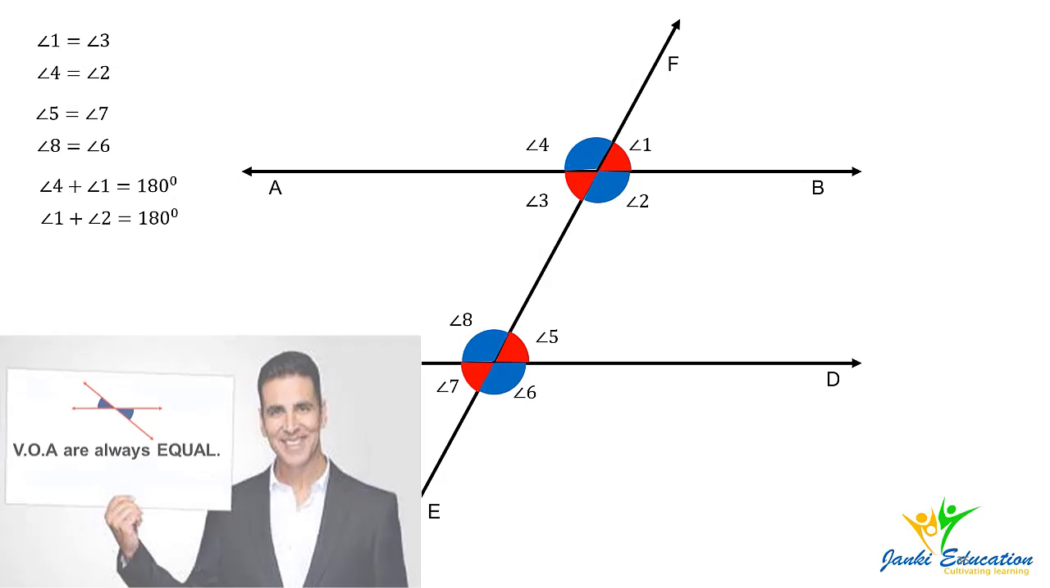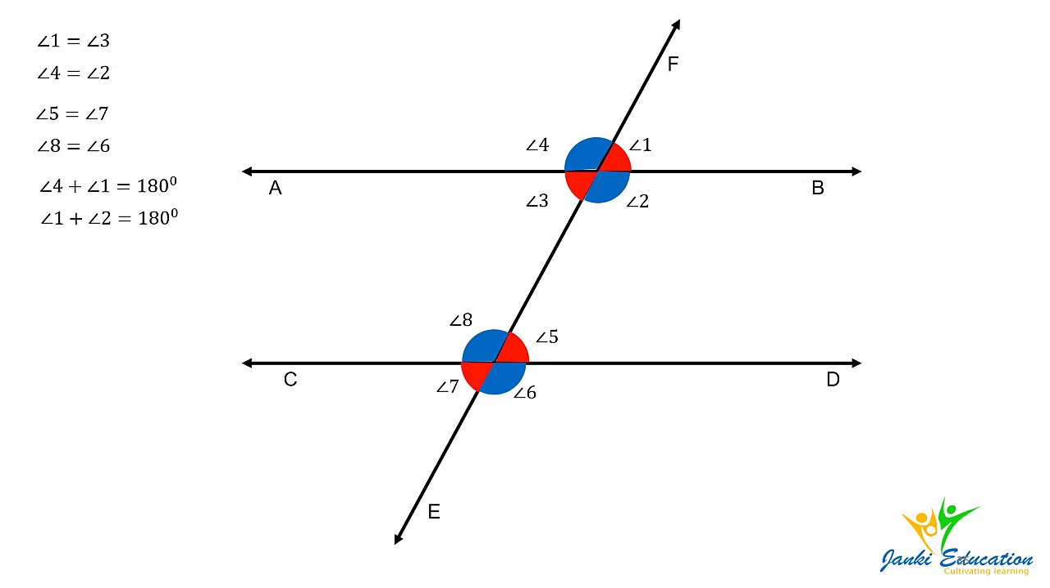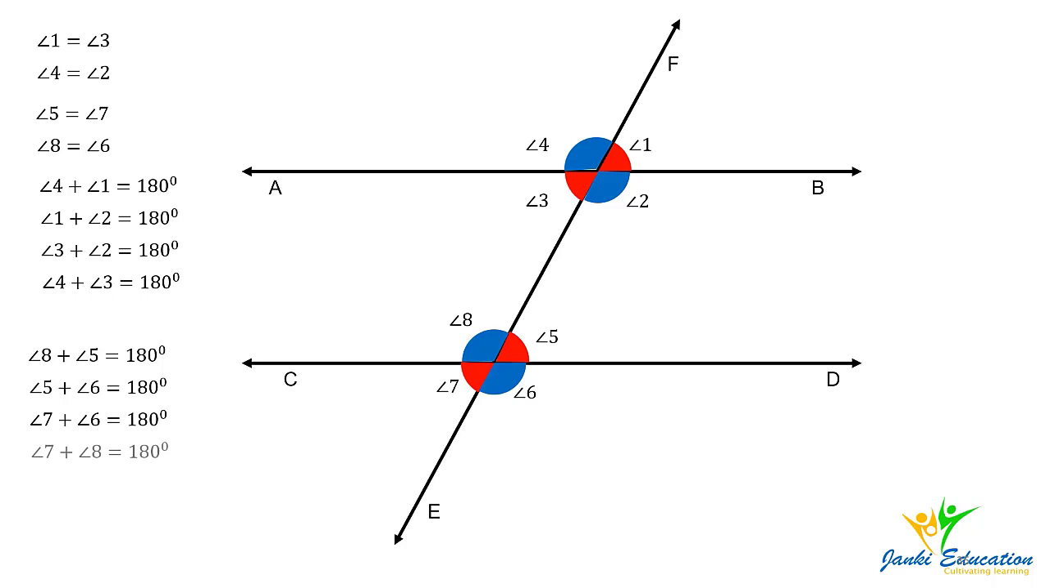Because these angles, here you can see angle 1 plus angle 4 is equal to 180 degree. Angle 1 plus angle 2 is equal to 180 degree. Angle 3 plus 2, angle 4 plus 3, it gives 180 degree. Same way at the bottom part, angle 8 plus 5, 5 plus 6, 7 plus 6 and 8 plus 7 is giving you 180 degree.